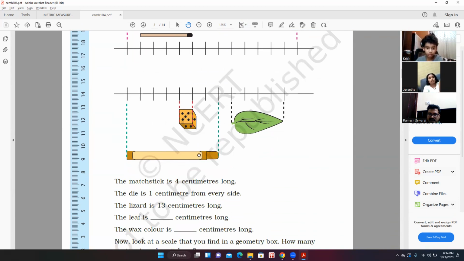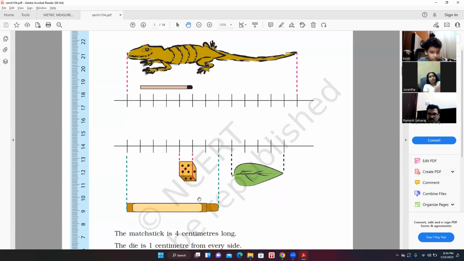Yeah. How much is this wax color? This one. Start with 0. 0, 1, 2, 3, 4, 5, 6, 7. So this is 7 centimeters long. And the dice is 1 centimeter, and the leaf, Daddy, the leaf has 4 centimeters.